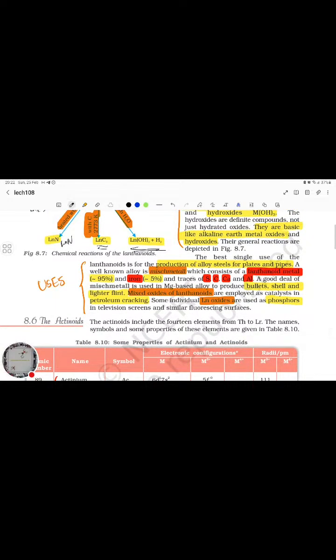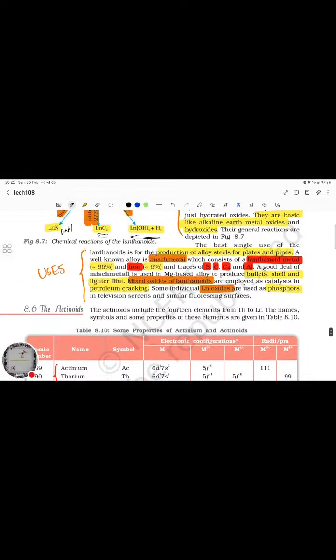So let's talk about the uses. The best single use of the lanthanides is the production of alloy steels for plates and pipes. A well-known alloy is mish metal. Mish metal consists of a lanthanoid metal about 95% and iron 5%, with traces of silicon, carbon, calcium and aluminium.